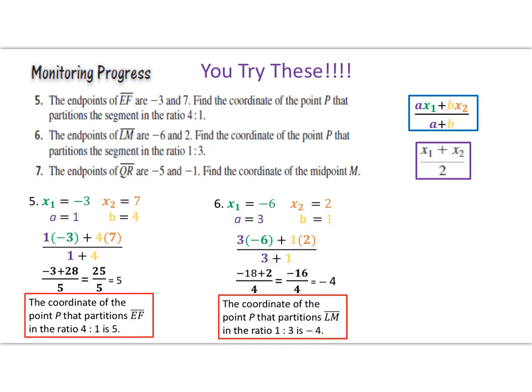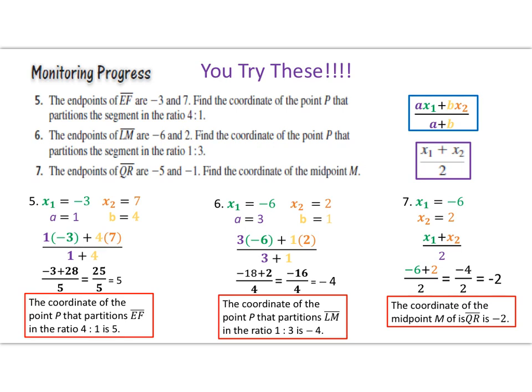For number 6, the coordinate of the point P that partitions segment LM in the ratio of 1 to 3 is -4. Again, check your work compared to mine if you made an error. And finally, number 7, the coordinate of the midpoint M of segment QR is -2. So if you need additional clarification, please bring in clarifying questions to class.